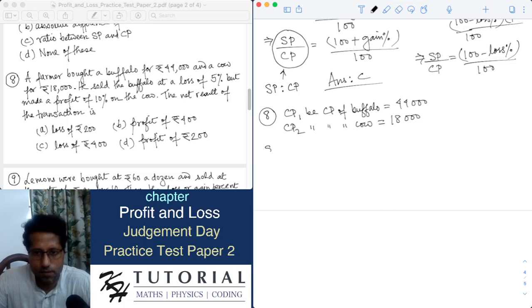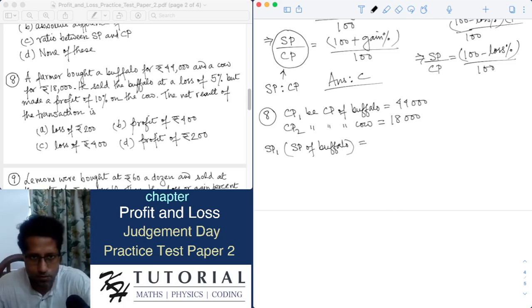Now SP1, the selling price of the buffalo, will be equal to... it is given that he sold the buffalo at a loss of 5%. Therefore the buffalo was sold at a loss of 5%, so the selling price will be 100 minus 5, this much percent of the cost price, that is CP1.